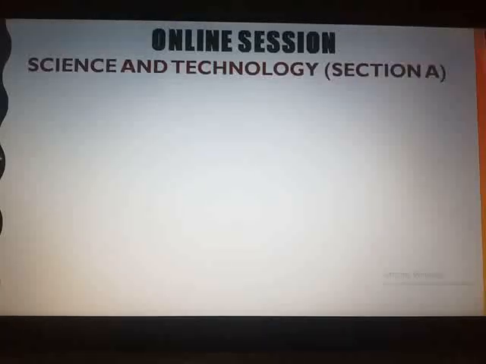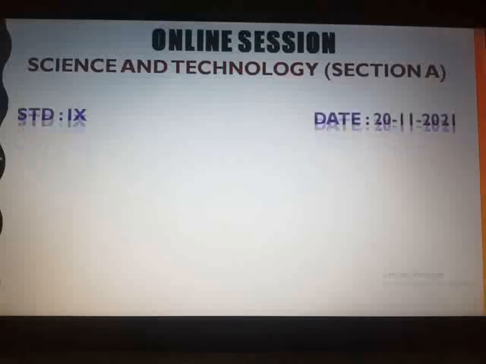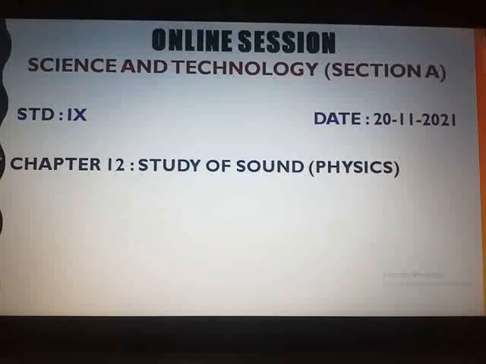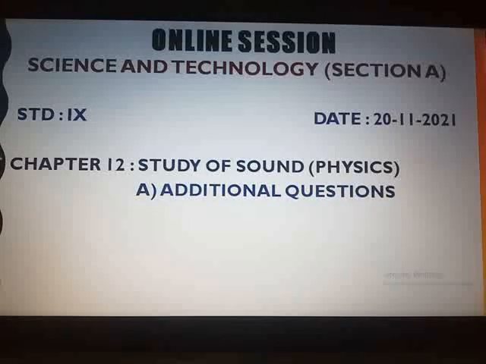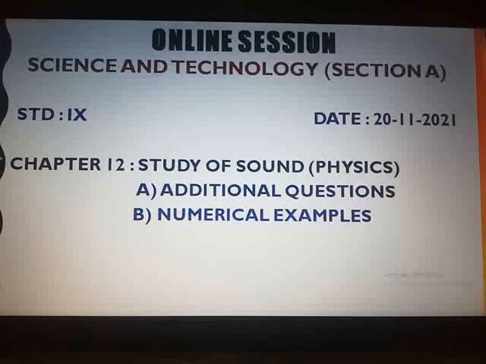Science and Technology Section A. Before this short vacation, we have completed the discussion of textual exercises for chapter number 12, Study of Sound from Physics. Today, we will discuss the additional questions for this chapter. Then we will go through the solved examples and the numerical examples, and towards the end we will solve the activities. Hardly two activities are there in this chapter. So let us first begin with the additional questions.